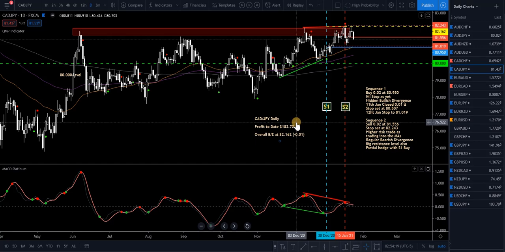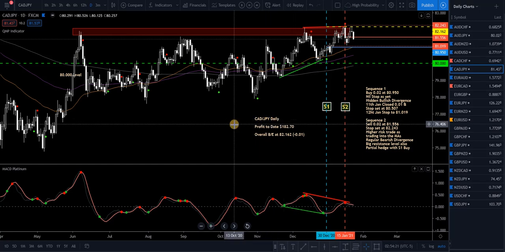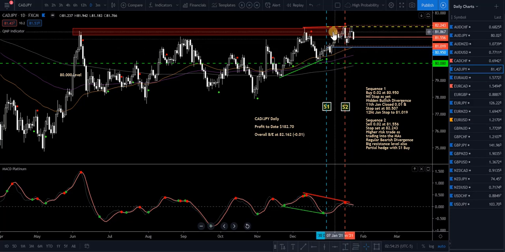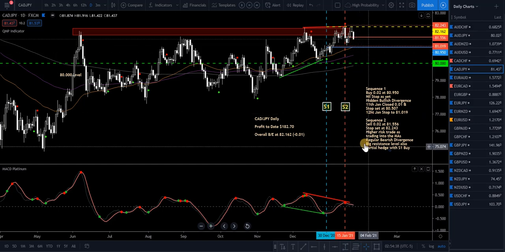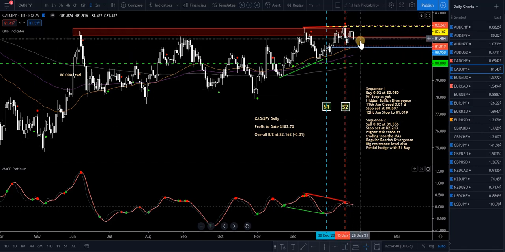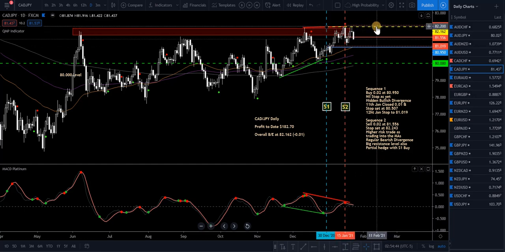I don't particularly like CAD pairs, and when you mix it with the Japanese yen, it makes for a slow mover. But anyway, you've got a big resistance level up here, and I've taken a sell. My stop was up here. It went close to my stop. Now it's come back down through my entry level. So I've got a partial hedge on that sell there.